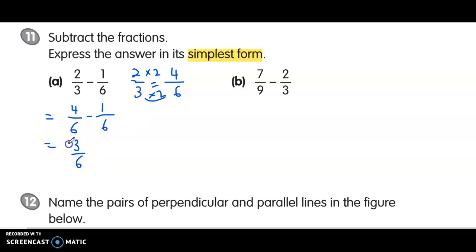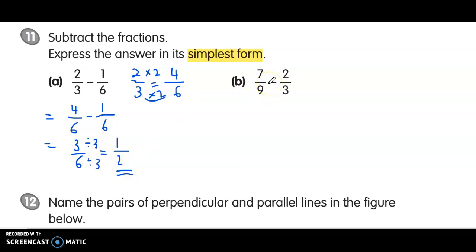Now, can we change it to its simplest form? Yes, for this case. What number can we divide for both the numerator and denominator? We can divide by not 2, but 3. Because in the 3 times tables, we also have 6. 3 divided by 3 is 1. 6 divided by 3 is 2. So the answer for this is half.